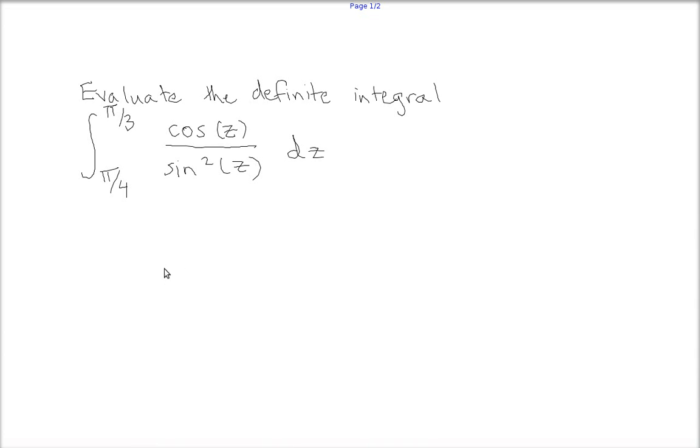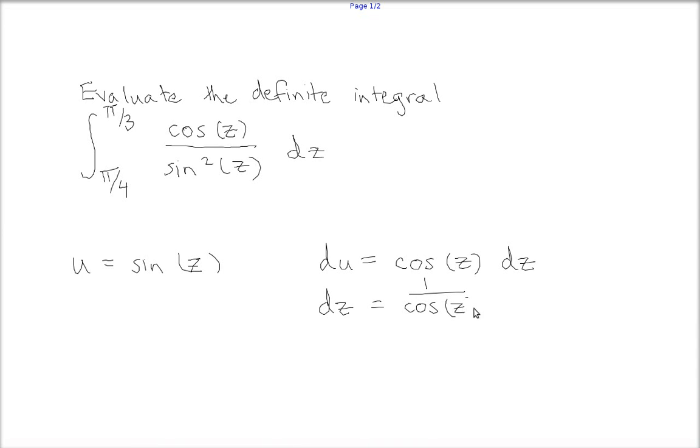And since we've got an exponent on the sine and cosine is the derivative of sine, our best choice for u is going to be sine of z. So du will be the derivative of sine, which is cosine of z dz. Now if we want to solve for dz, we'll divide both sides by cosine of z. So we'll get dz equals 1 over cosine z times du.